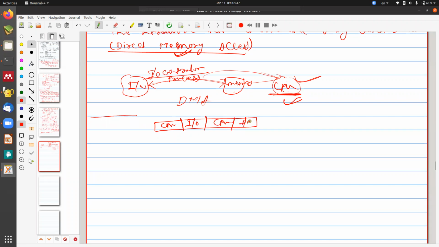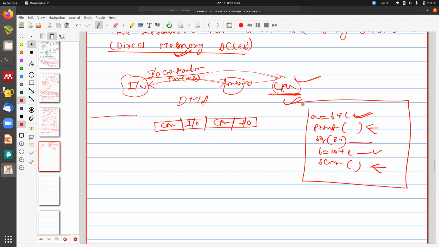What does it mean? When you write a program, you are doing some A equal to B plus C. This is a computation statement. Somebody can write printf after that. This is an IO statement. Somebody can find the square root of 30. This is again a computation statement. Somebody can write B equal to 10 plus C. This is a computation statement. Again you are making a scanf. This is an IO statement. Means your whole program is a combination of some computation, some IO, some computation, some IO.